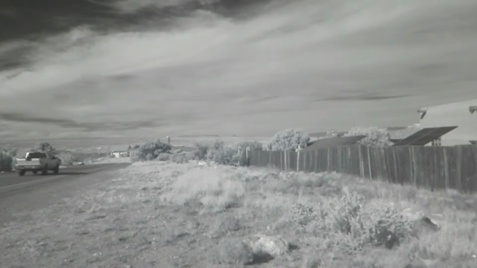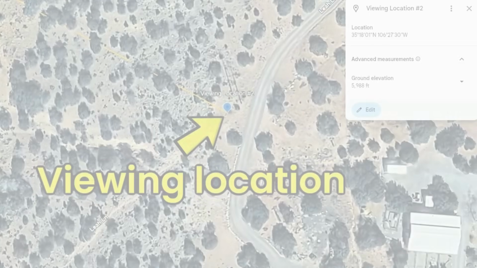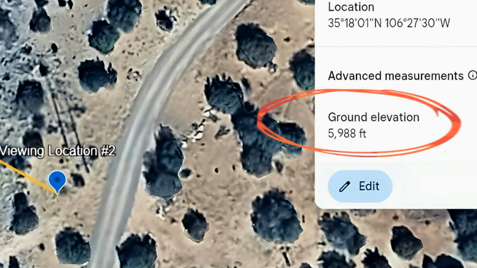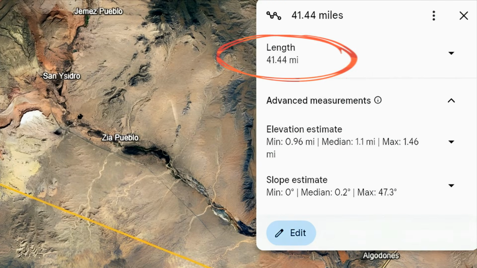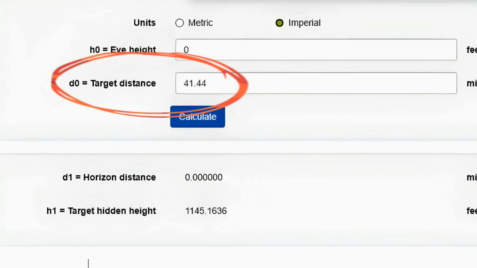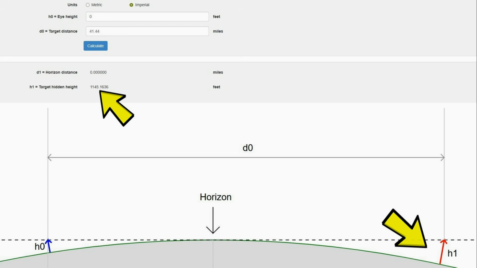Let's repeat the observation from a higher elevation. My next viewing location has an elevation of 5,988 feet, with a distance of 41.44 miles, making the target hidden height, H1, of 1,145 feet.